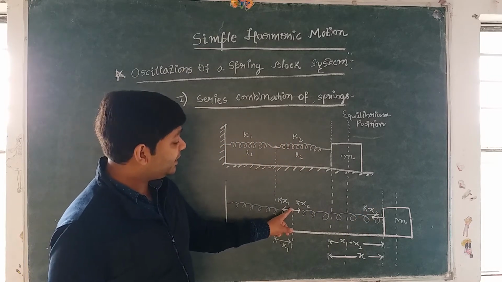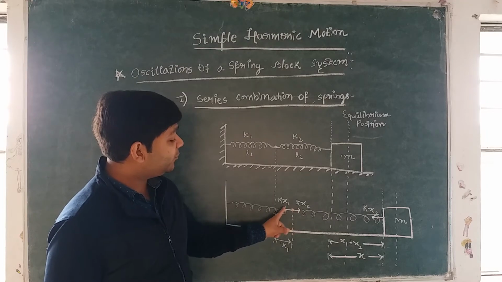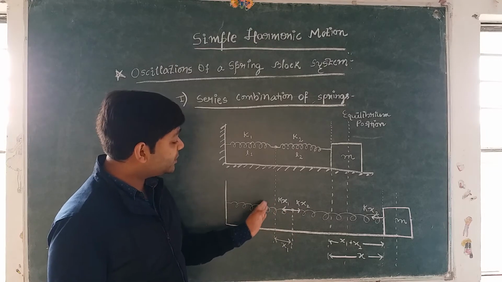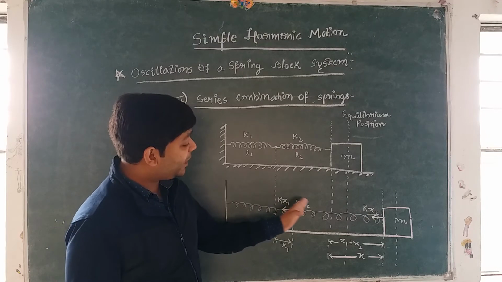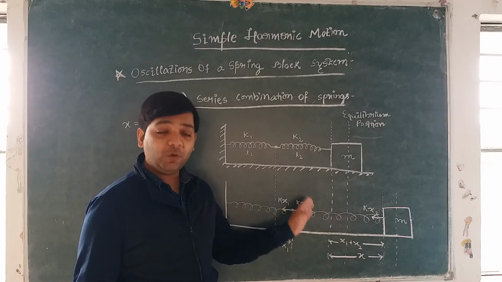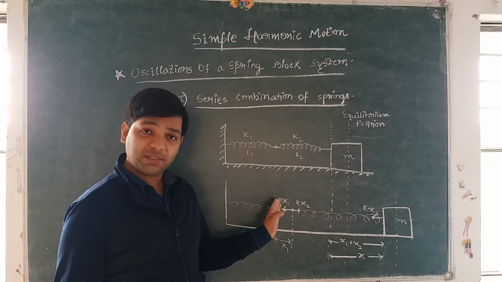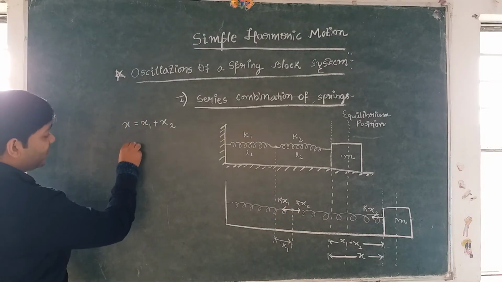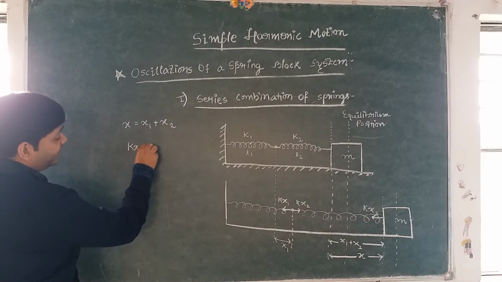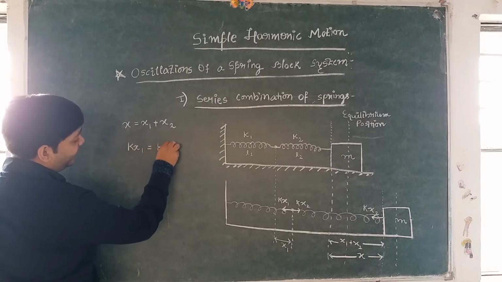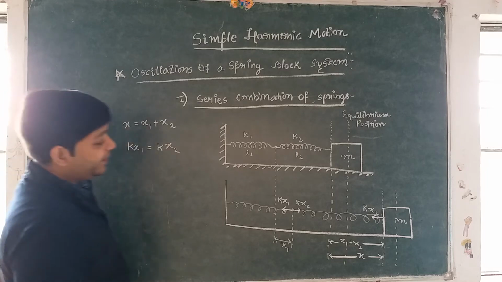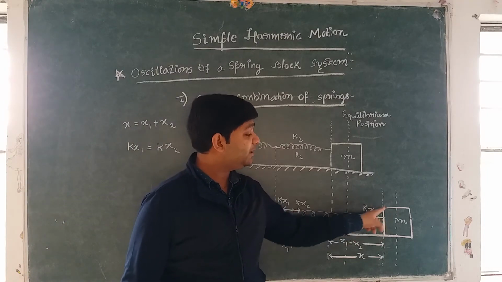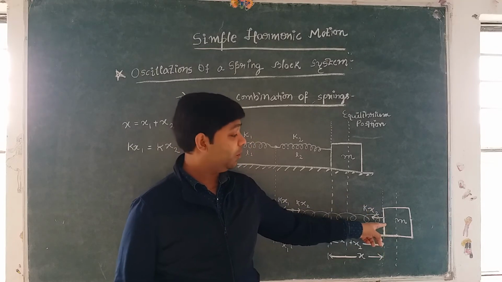Now you can see at this point these two forces must be the same. By Newton's third law, the force that spring 1 will apply on spring 2, spring 2 will also apply the same force on spring 1. So these two forces must be balanced. So our next equation comes out to be kx1 = kx2. Fine. And this force kx2 is responsible for the acceleration of the block.